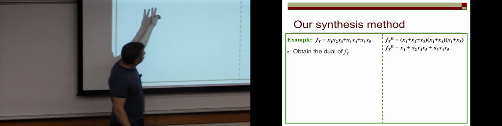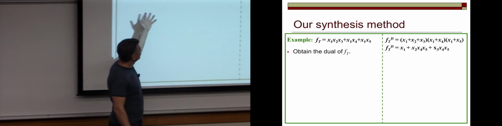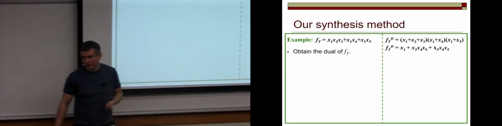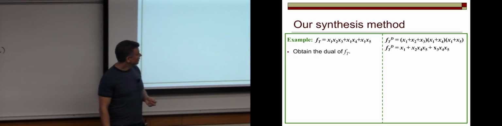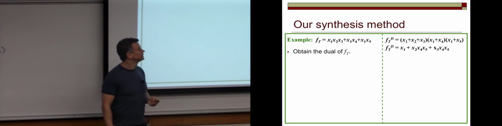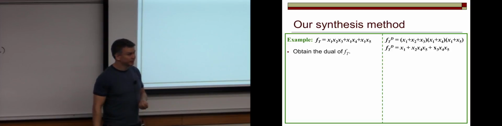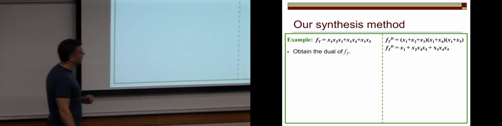So the dual is very simple to calculate if your function is given in this form. You just replace every AND operation with an OR operation, and every OR operation with an AND operation. Does everyone see that? So x1 and x2 and x3 becomes x1 or x2 or x3. And so the dual is that simple to compute. Just compute the dual. So now we have the function, and we have its dual, f and fd.